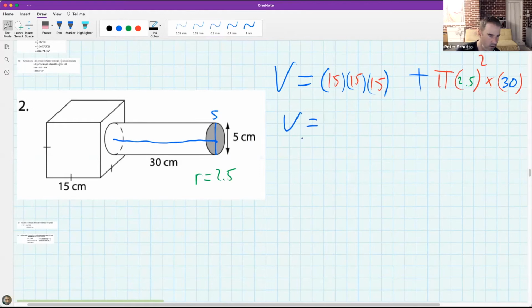So let's see what the final thing we get is going to be: 15 times 15 times 15 plus pi times 2.5 squared times 30. And we should get 3964.05, and that would be centimeters cubed.